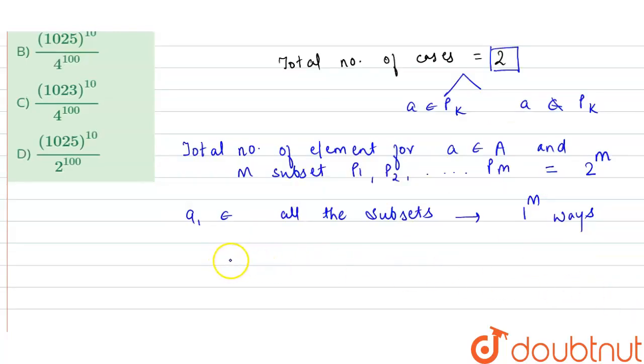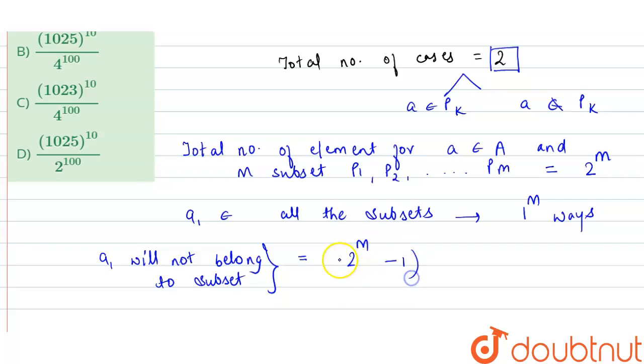But now, the number of ways in which A1 will not belong to at least one of the subsets, how many cases will there be now? If A1 will not belong to the subset, the total number of cases will be 2 to the power M minus 1 to the power M ways.